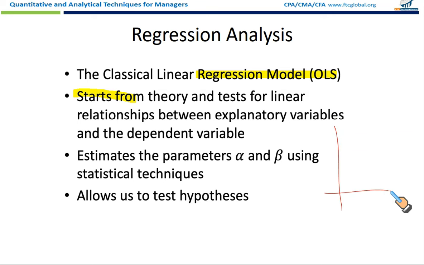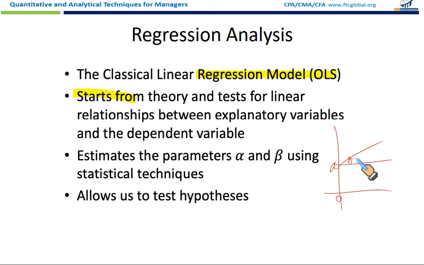Estimate the parameters alpha and beta using statistical techniques. The intercept parameter, this alpha, represents the predicted value of earnings when the independent variable, like in our example, years of education at university, is zero. This is the earning you get.